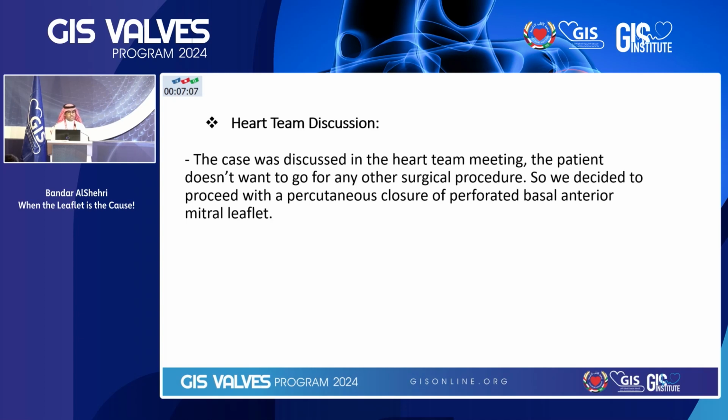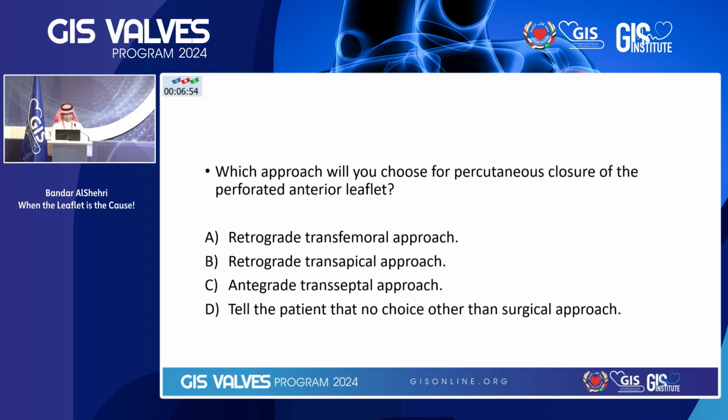So the case was discussed in the combined meeting. We offered the patient the choice of surgery, but you know, most patients, if they try it once, they will never think about it again. So we decided to proceed with percutaneous intervention. So which approach will you choose for the percutaneous closure of the perforated anterior leaflet?